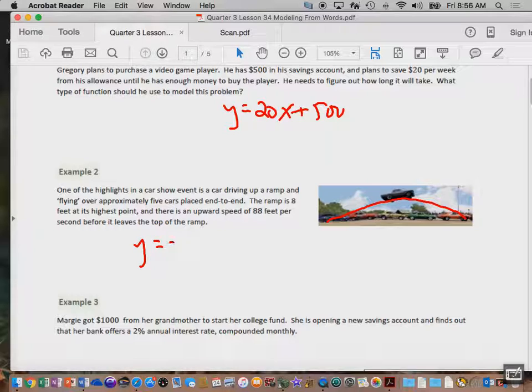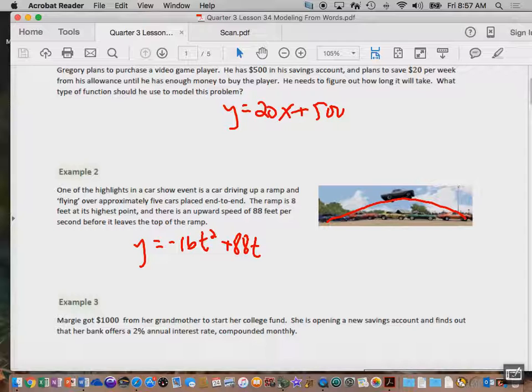Y equals negative 16t squared, right? Well, we usually use t for time. Negative 16, because that's the force of gravity. Then the speed is 88 feet per second at the upward speed, so plus 88t. And then it jumps from a height, it jumps from ground level, so that's it. Plus 8. Okay? All right.